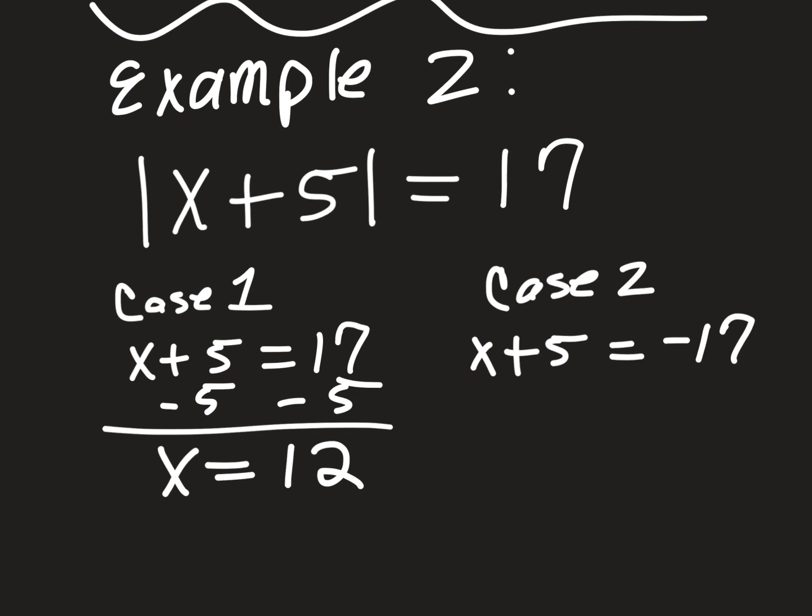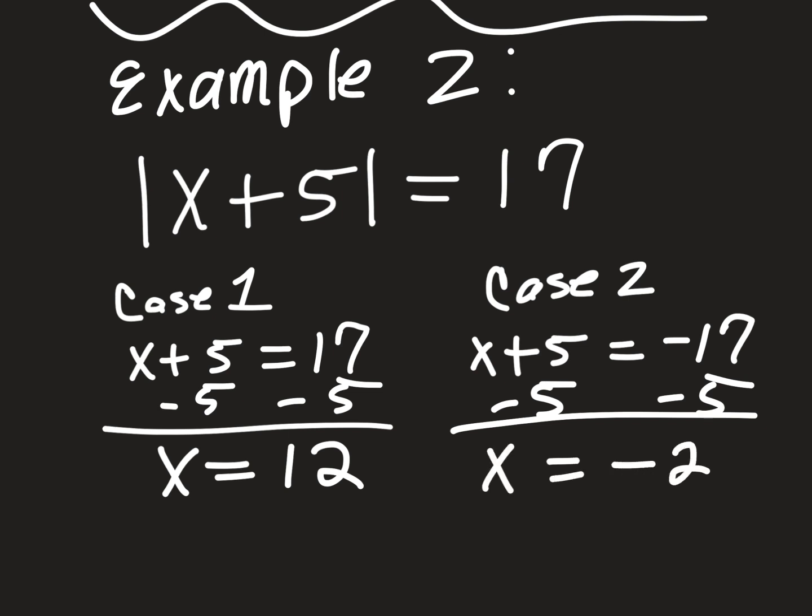Solve it exactly the same way for case 2. It's just that I'm going to get a different solution because now I'm not doing positive 17 minus 5. Now I'm doing a negative 17 minus 5. But the idea is still the same. So we've got x is equal to, what is that, negative 22? Yep. So you're not doing anything new except for this part right here. It's literally the only new part.